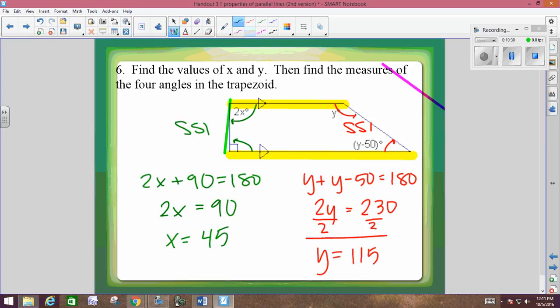Substitute it back in. I know this one's 90. It's marked. 45 times 2? 90. Why substitute that in? That's 115. That one was easy. 115 minus 50. 65.